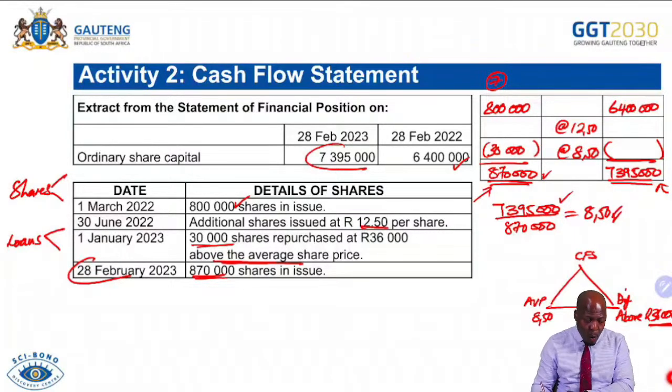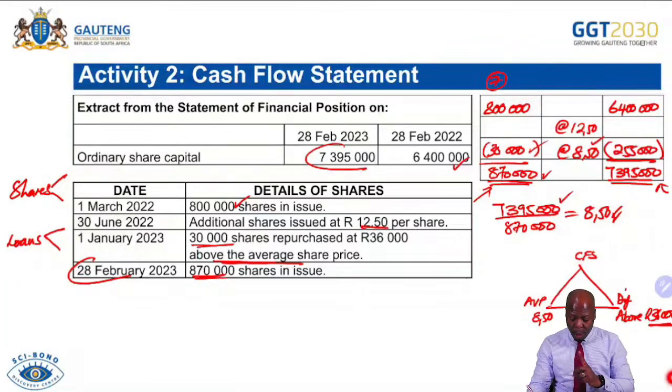Do you have your calculator close? Let's punch in. We'll now say 30,000 multiplied by 8 Rand 50. How much do you get? You would then get 255,000. So we come here, it becomes 255,000. Are you still with me? Okay, so we got the average price and we used it on this repurchase. Now we want to know how much we can get up there. So to get that one up there, calculator.